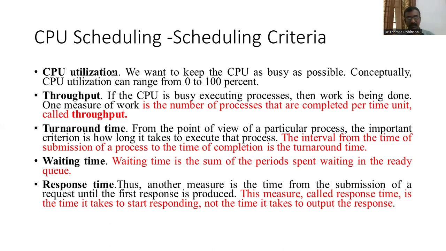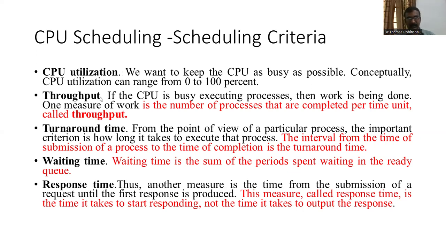The first one is CPU utilization. CPU utilization means we have to utilize the CPU up to the maximum of 100%. That means we have to give work to the CPU so that it works up to 100%. Then only the CPU utilization will be the maximum. So the work is distributed among the processors, and it makes the processor do the work for the maximum 100%.